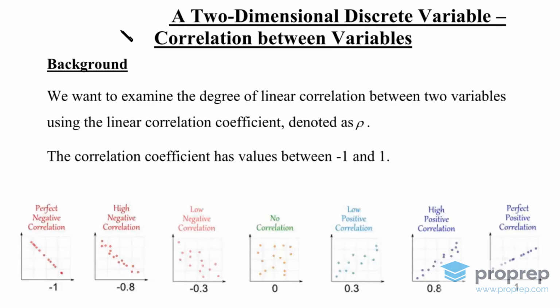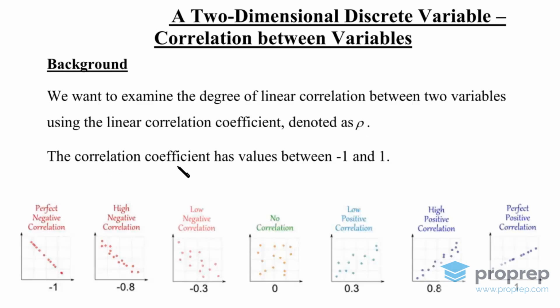In this chapter, we'll be talking about a two-dimensional discrete variable, specifically the correlation between variables. Now, we want to examine the degree of linear correlation between two variables using the linear correlation coefficient, and we denote that as the Greek letter rho, or sometimes you'll be seeing that as the letter r.